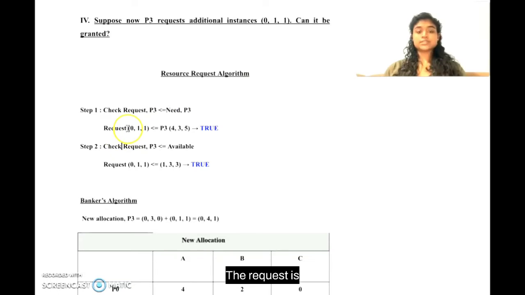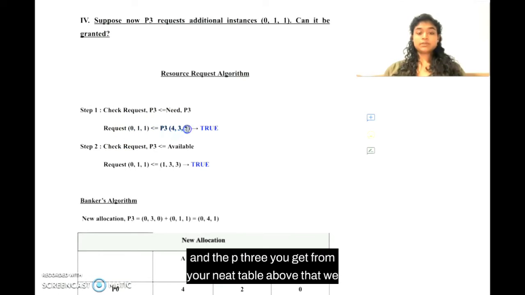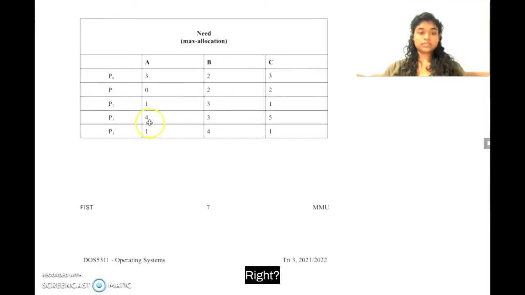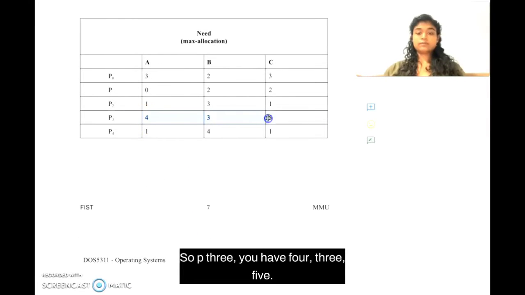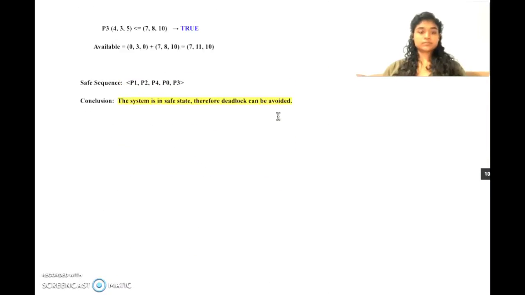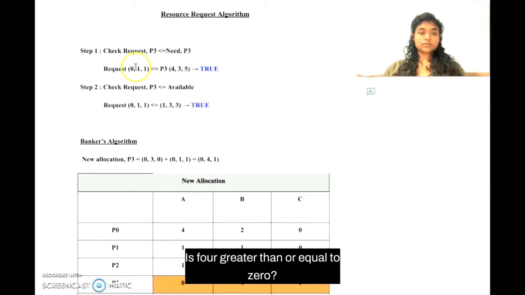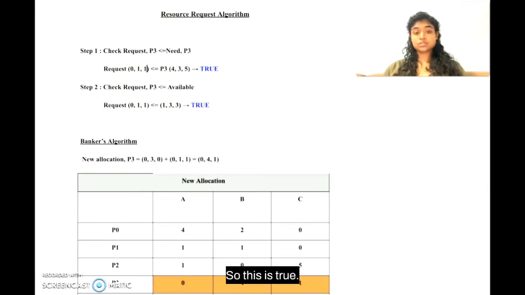Okay, so the request is 0, 1, 1. And the P3 you get from your need table above that we have already solved, right? So P3, you have 4, 3, 5. So it's from your need table. Okay. Now, is 4 greater than or equal to 0? Yes. Is 3 greater than or equal to 1? Yes. Is 5 greater than or equal to 1? Yes. So this is true. The need part is true.